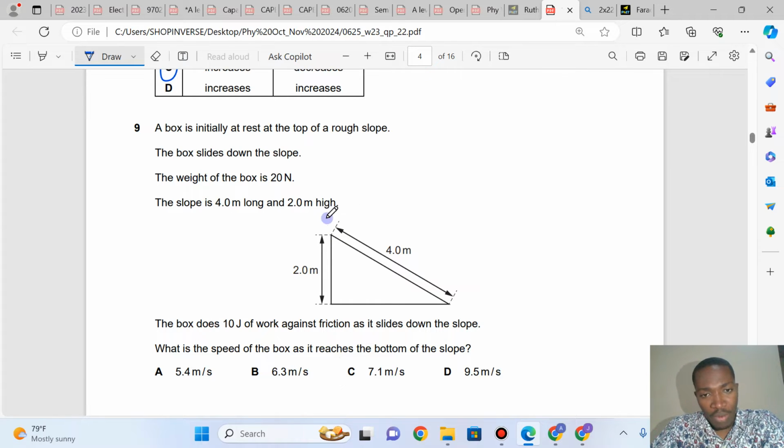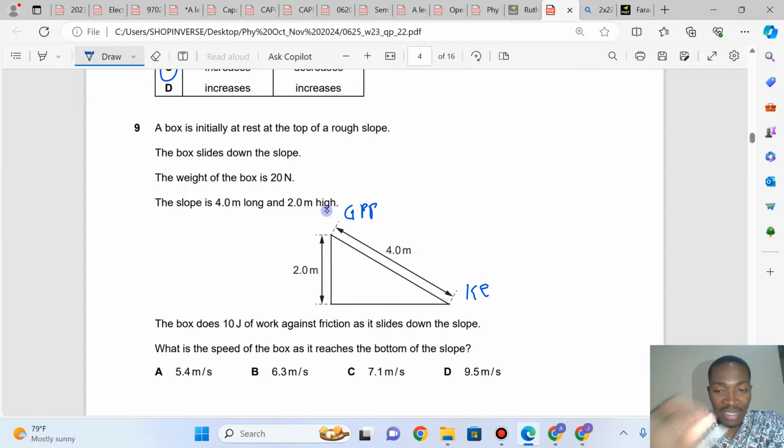Well, at the top, the box has gravitational potential energy, while at the bottom it has kinetic energy. But while sliding down this slope, it will be doing work against friction. If this is the box, there will be friction between the box and the slope, and that friction consumes energy. The question has told us that the friction consumes 10 joules of energy.